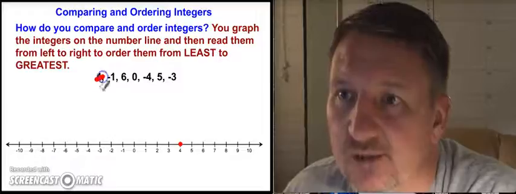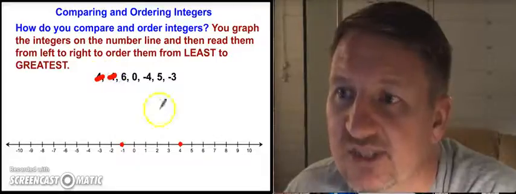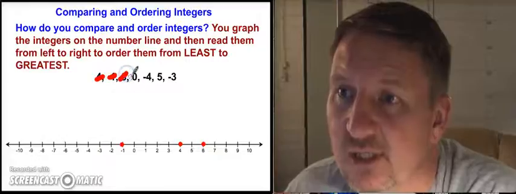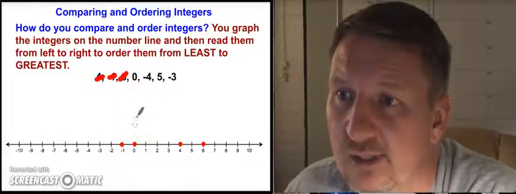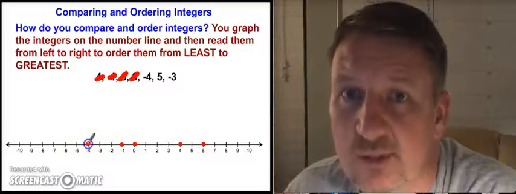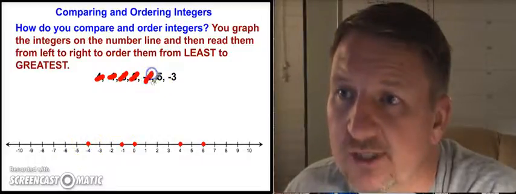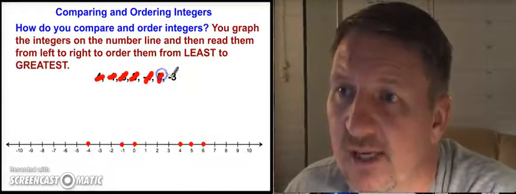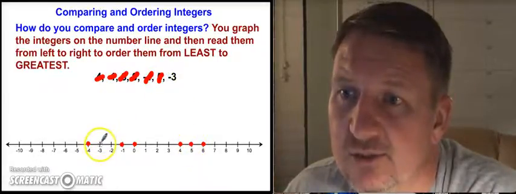We're going to scratch that out because we're done with it. -1 is to the left of 0, so it's right there. Scratch that out. 6 is to the right of 0 because it's positive. It goes right there. 0 goes right there. -4 is to the left of 0 on the number line. Scratch that out. 5 is to the right. And finally, -3 is to the left.